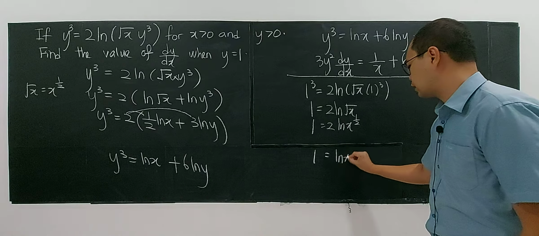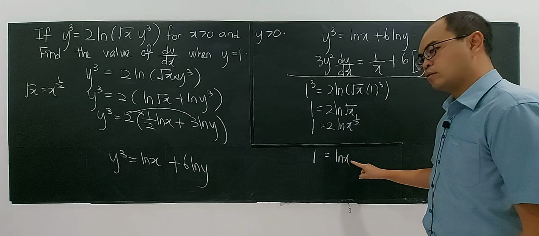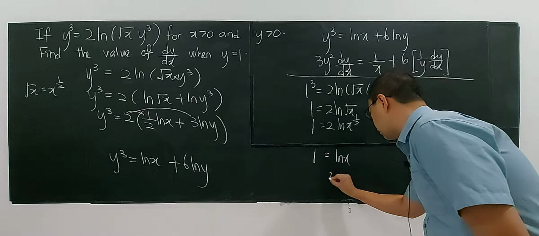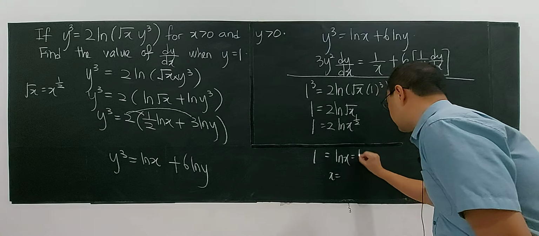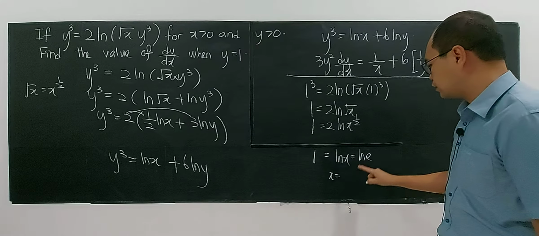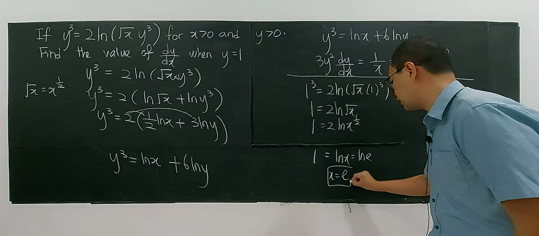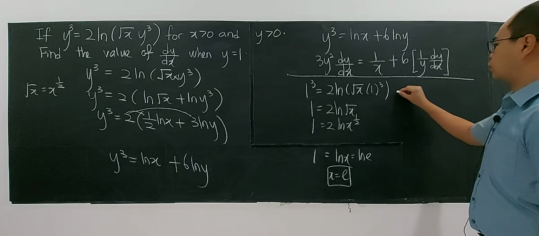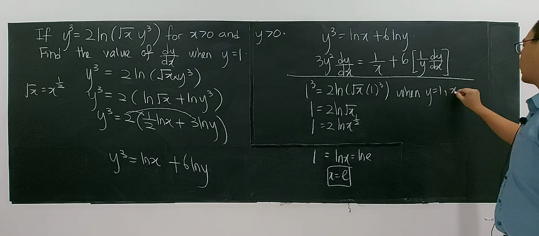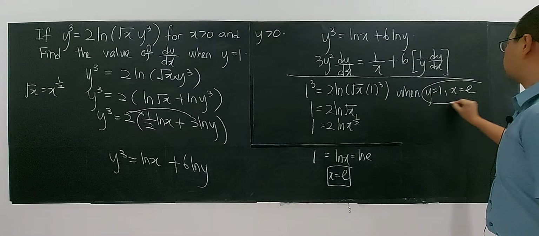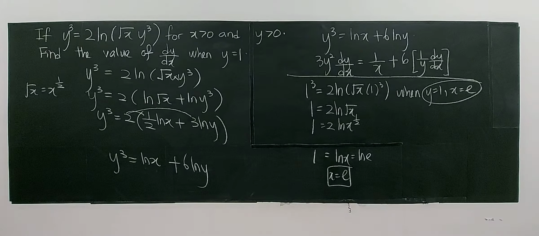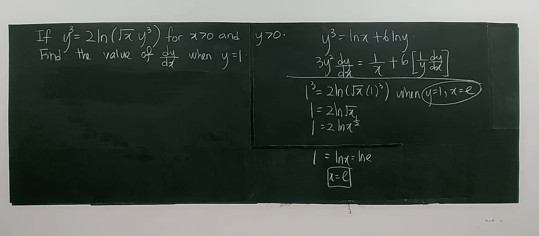So ln x equals 1. I know that ln e is 1, so x will be e. I'm getting x equals e. That means when y is 1, x is e. Then I'm going to put this value into this equation here to get the value of dy/dx.